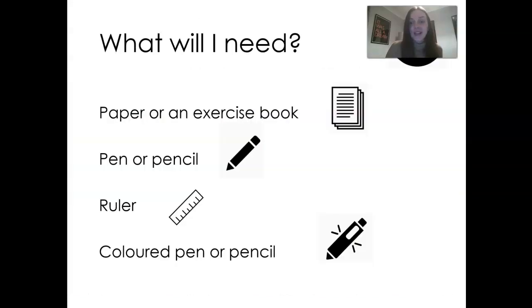Before we get going, as always, make sure you've got the equipment that you need. Make sure you have some lined paper or your exercise book to write in. You have a pen or pencil to write with. You have a ruler for underlining your dates and titles, and you will want a coloured pen or a pencil for marking and self-correcting. Once you've got everything you need and you are distraction free, we can make a start.